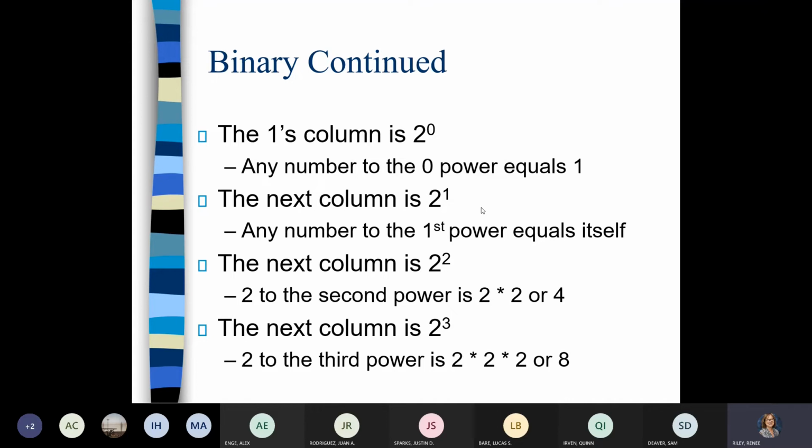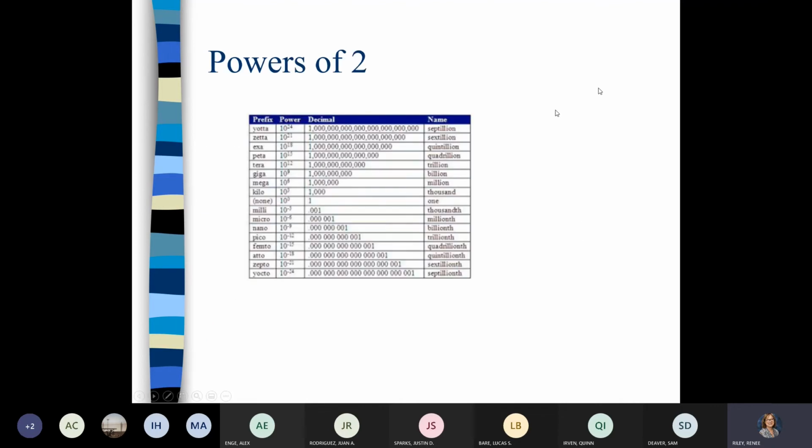Now, cool thing about binary, if you notice, those numbers are doubling as we move across our columnar values. The powers of 2 are actually really neat. And we use them a lot in computers, whether you realize it or not.